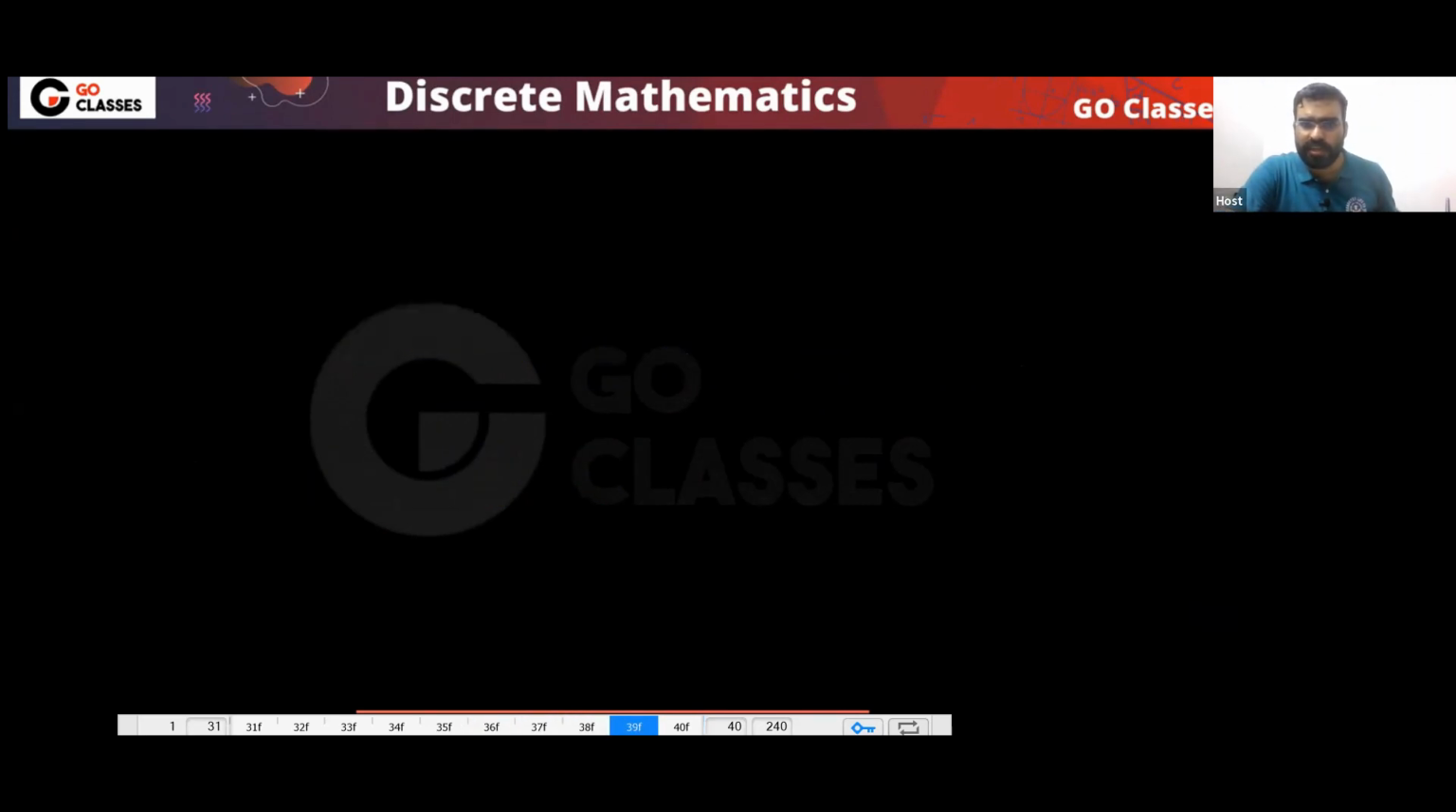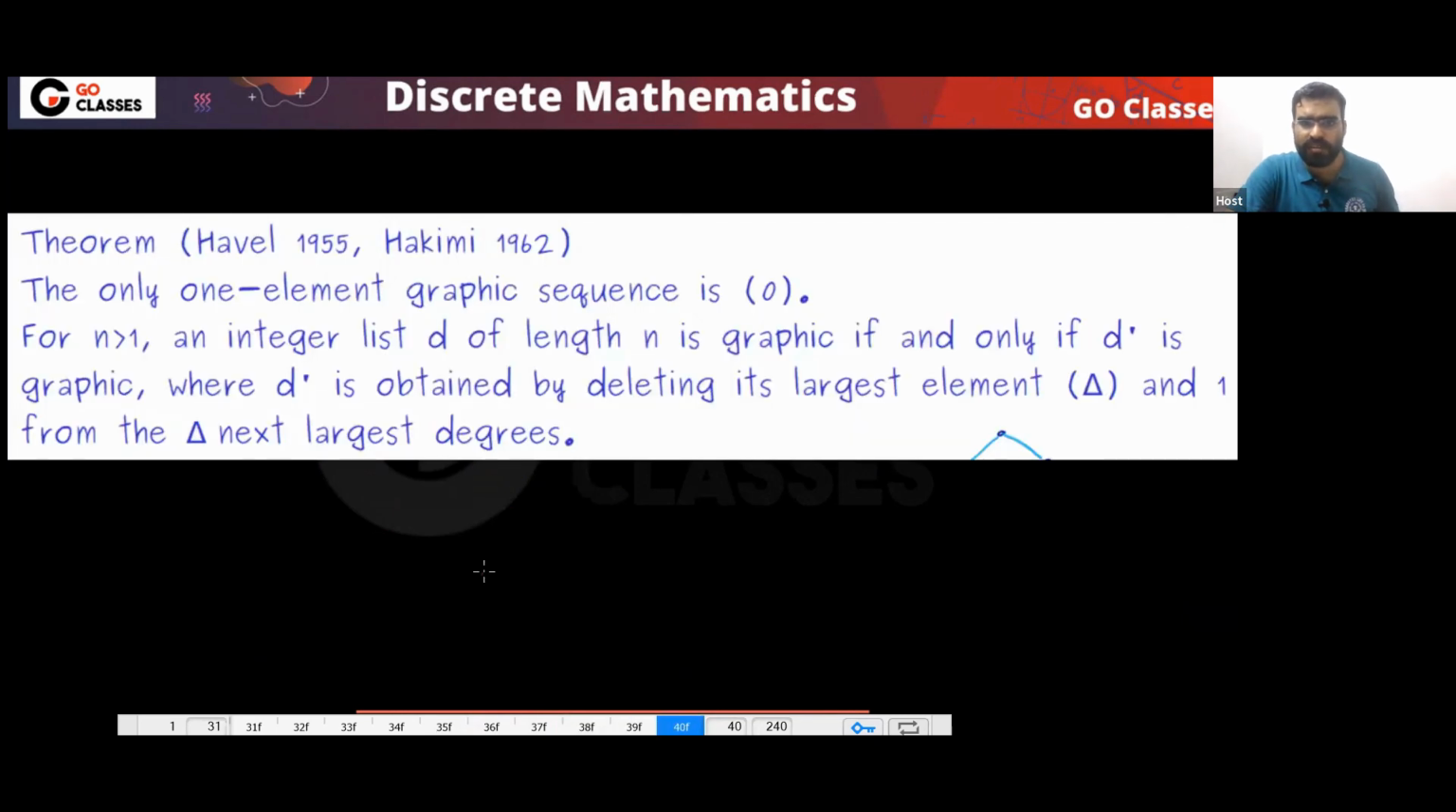Okay, so this is the idea. Now, what is the condition for that? We have the Havel-Hakimi theorem. First, we will understand this theorem, then I will tell you the idea of the proof. But first, we will understand the theorem, then we will solve questions, and at the end, I will tell you the idea of the proof.